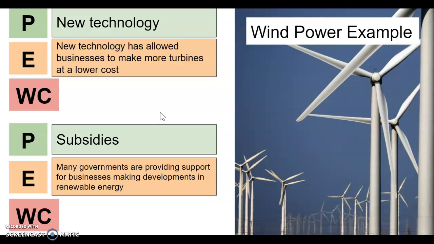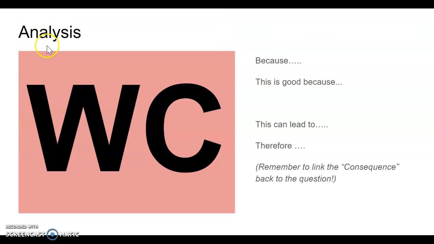So we've got our P and E for each of them, but what do we do for our full PEWC? Well, this is where we're going to think about the analysis. So the W is why, and the C is the consequences. So for the why, we want to be using sentence stems like because or this is good because. And for our consequences, saying things like this can lead to and therefore, but then remember the consequence has to answer the question. And in this case, it's, well, why has it caused the supply curve to shift to the right? So make sure that the shift in the supply curve comes into this C bit of your PEWC.